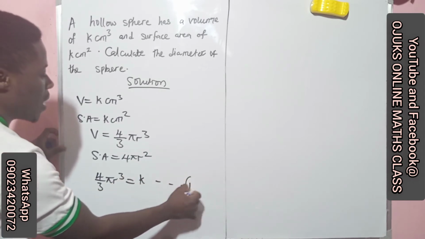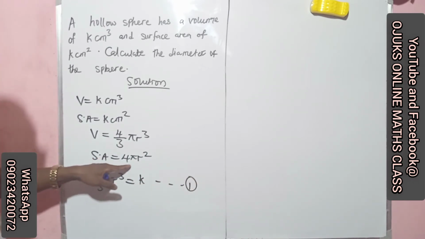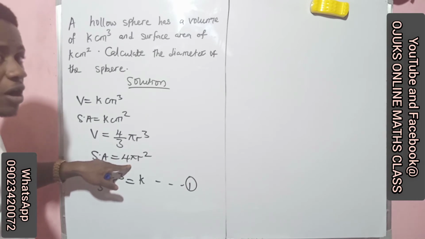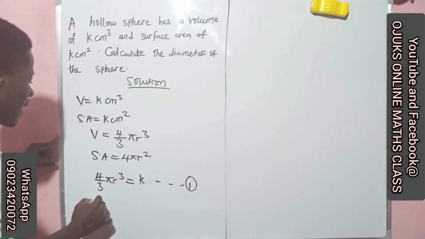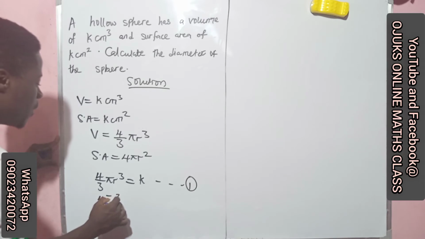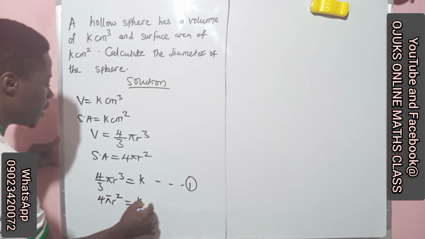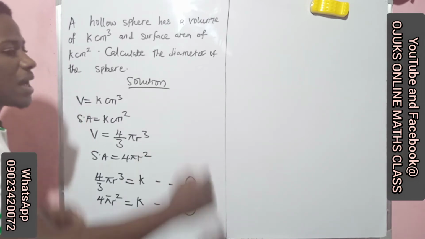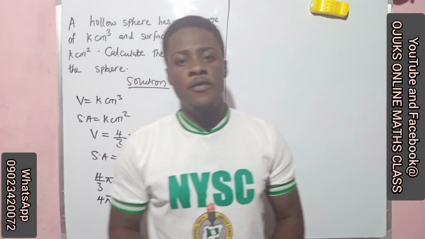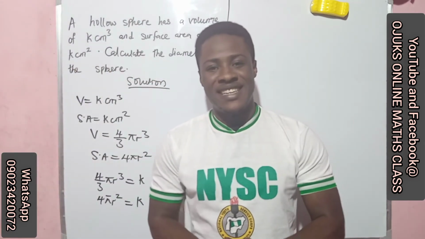Let's call this equation 1. And as well, using this formula to solve for the surface area of a sphere, which simply means that 4 pi r squared is equals to k, equation 2. These are the two equations formed. And once you have formed these equations, to solve this is now very simple.